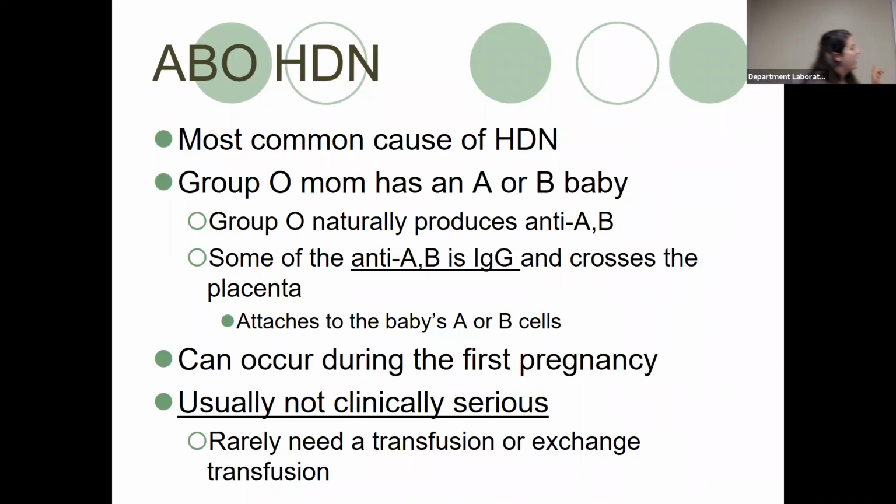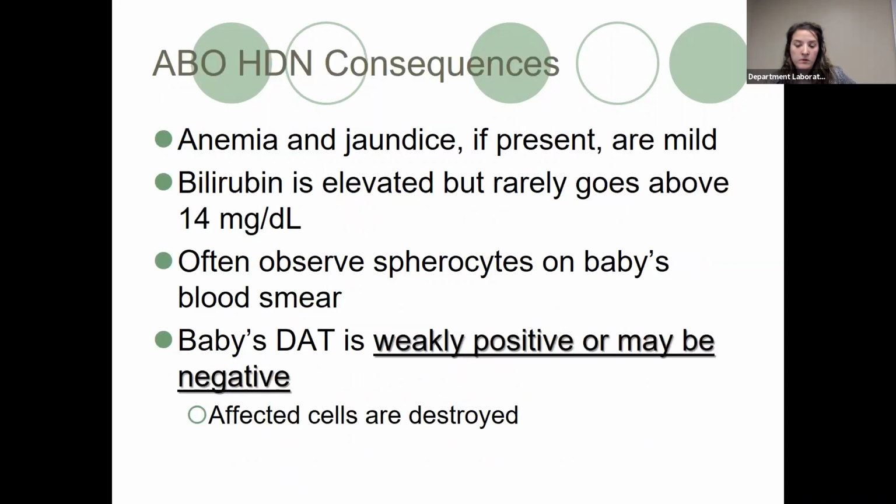And remember that that anti-A,B is IgG and it crosses the placenta. That's why it's a huge concern in group O moms. And remember, like I mentioned earlier, this can occur in the first pregnancy. And remember, these symptoms are usually milder. Typically, this does not result in an exchange transfusion. They might have to be under the light for a short amount of time, but typically it's not as serious. They might have a mild case of anemia and jaundice again, but it's not anything too concerning. And then again, the bilirubin rarely goes above 14 milligrams per deciliter.